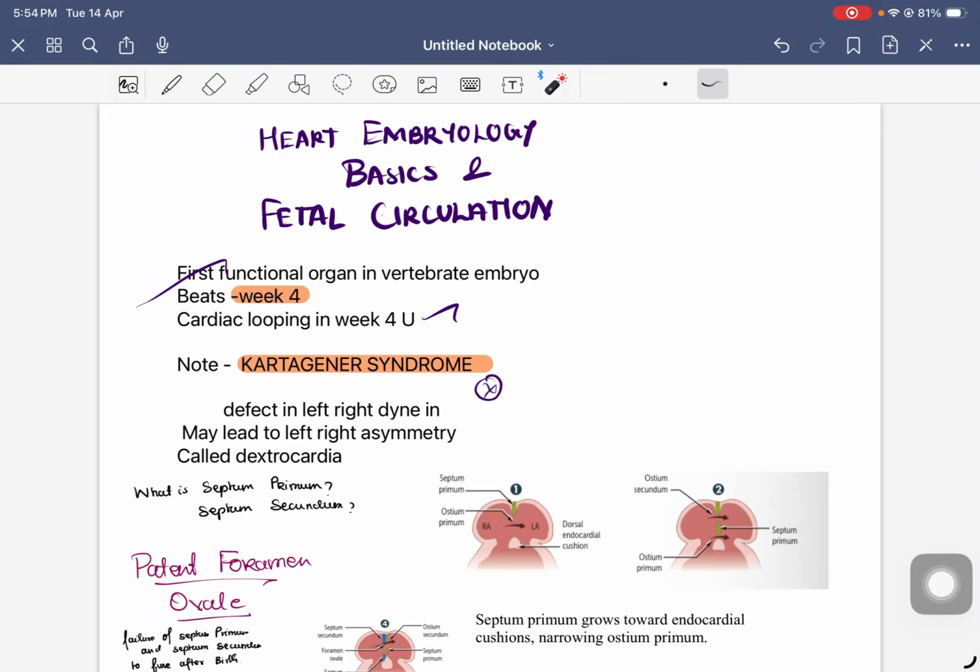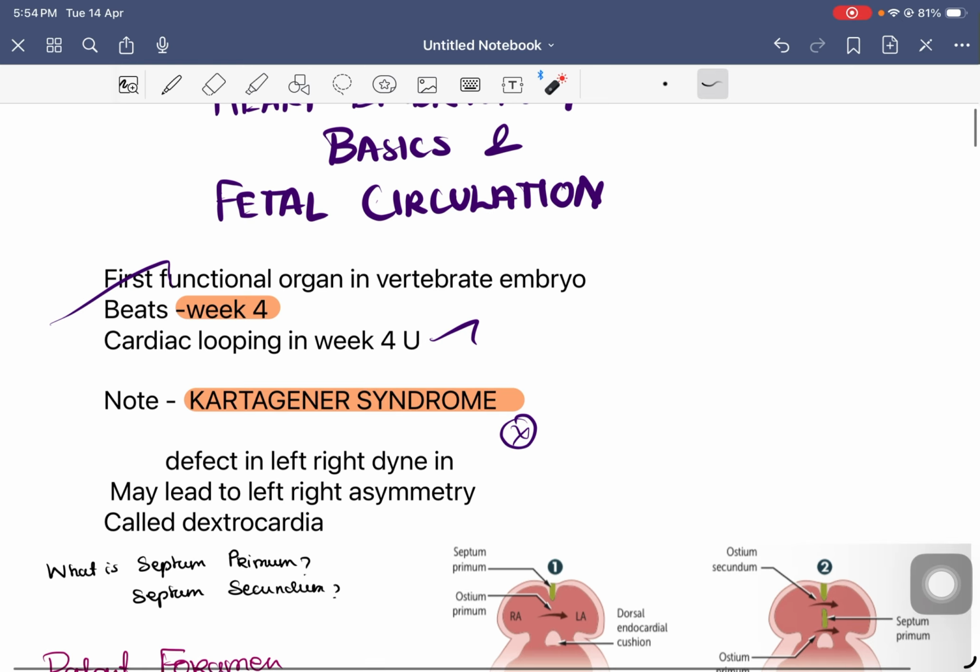Today we're going to see about the most important basics of heart embryology and fetal circulation. The first functional organ in human is the heart and it beats around week 4. The cardiac looping starts around week 4.